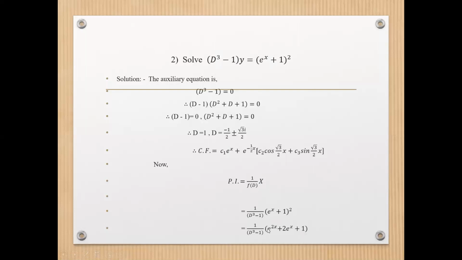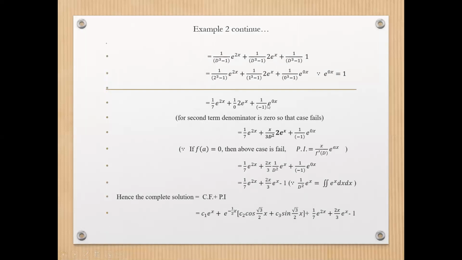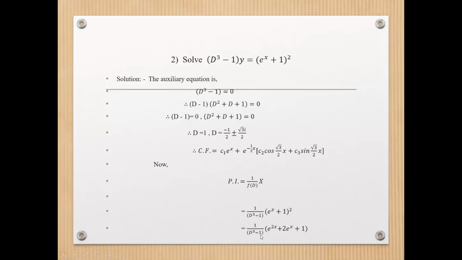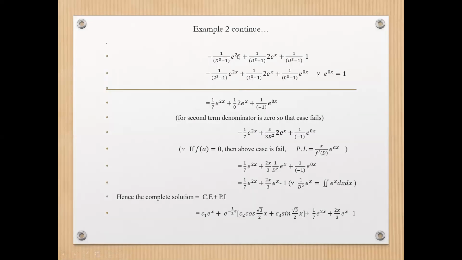e raised to x whole square is nothing but e raised to 2x. So we get 1 upon D cube minus 1 into the bracket e raised to 2x plus 2 e raised to x plus 1. Now we give a separate denominator to each term. We get 1 upon D cube minus 1 e raised to 2x plus 1 upon D cube minus 1 into 2 e raised to x plus 1 upon D cube minus 1 into 1. Now we will solve these three terms separately.